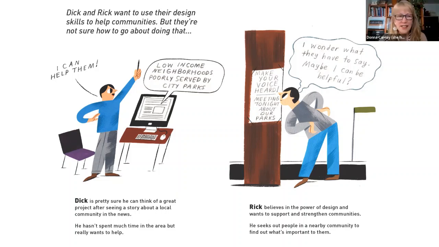And then we have Dick. Is this Dick? Yes. I can help them. I'm reading on my computer, it says low-income neighborhoods poorly served by city parks. Oh, and below that it says Dick. Oh, that's not me. Do we want the narrator? Okay, so Dick is pretty sure he can think of a great project after seeing a story about a local community in the news. He hasn't spent much time in the area, but really wants to help.